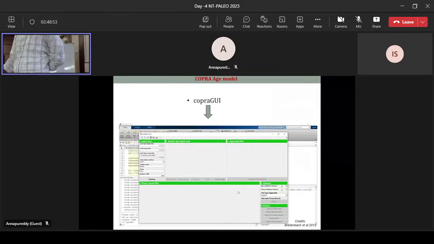It's just a simple thing. May I know, there are already several existing age models, right? There are Bacon, there are Oxcal. So what is the advantage of Copra over them? Is there any advantage? Yes, it is there. What is the major advantage over other existing age models?